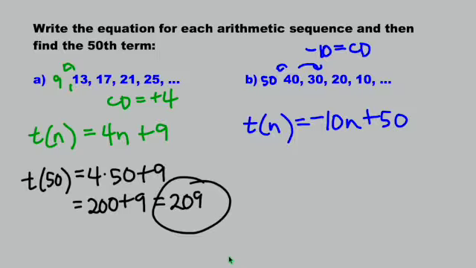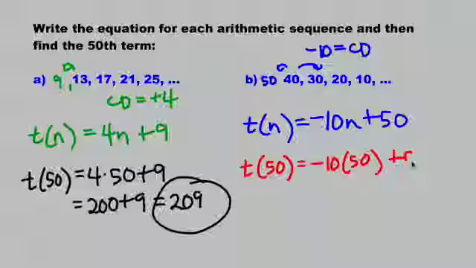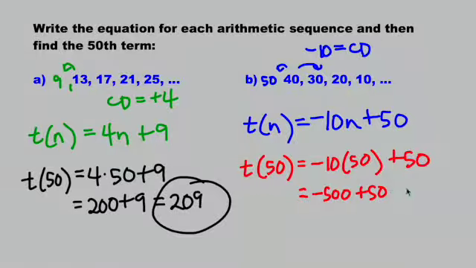If I want to go ahead and figure out the 50th term, t of 50 in other words, I would take negative 10 and I would multiply by 50, and then I would add 50 on here. So negative 10 times 50 is negative 500, and negative 500 plus 50 is negative 450.